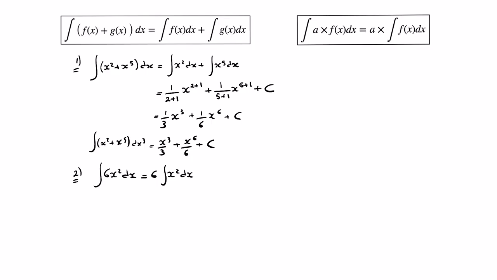So, carrying on with this, we can now use the power rule for integration to integrate x squared, which leads us to the following. This equals 6 times 1 over 2 plus 1 times x to the power of 2 plus 1 plus some constant of integration, which equals 6 times 1/3 times x to the power of 3 plus c. This leads us to 6 over 3 times x to the power of 3 plus c, and finally we can state our final answer, which is 2x to the power of 3 plus c.